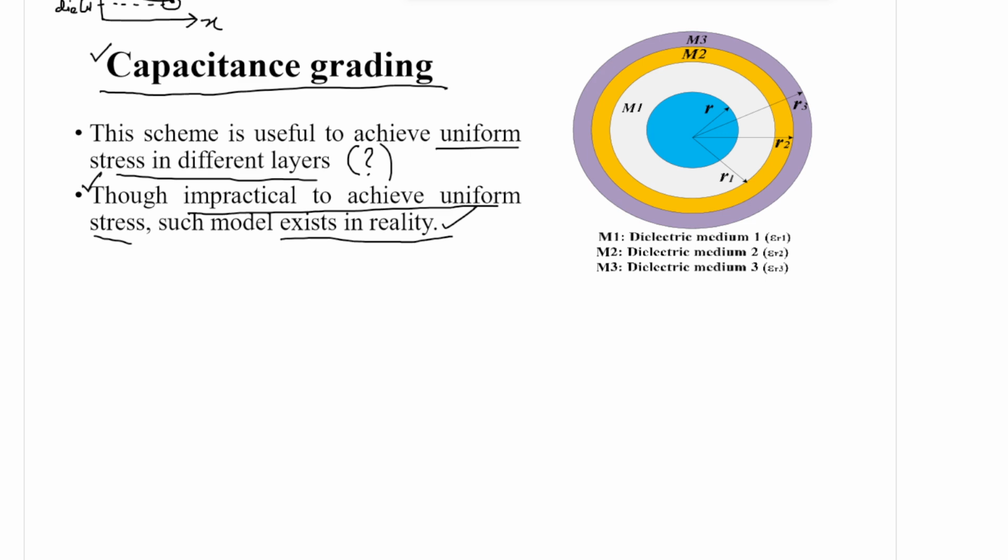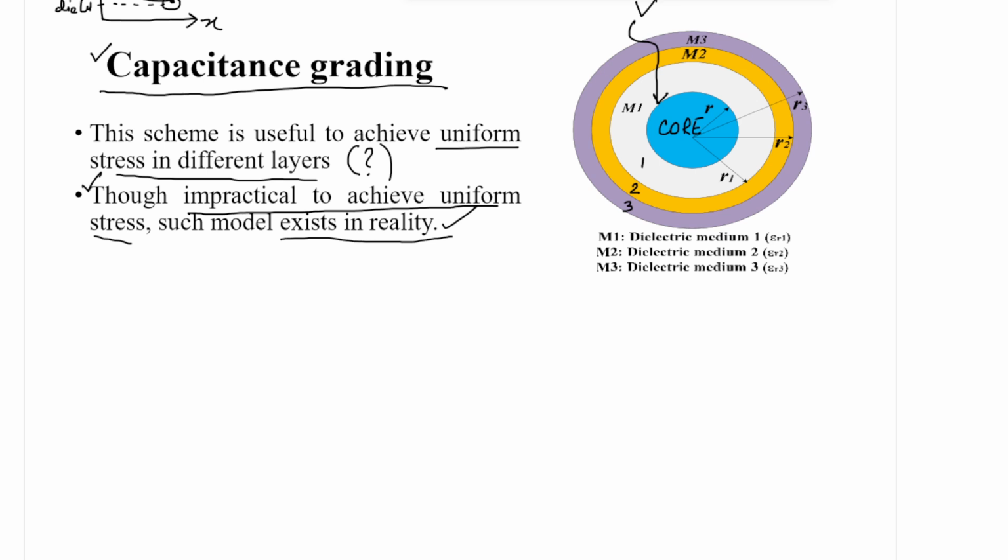Now what is capacitance grading? Capacitance grading is a model where you have a central conductor like this. This is the core. Surrounding that we have 1, 2, 3, that means different dielectric mediums having different radii R1, R2, R3.